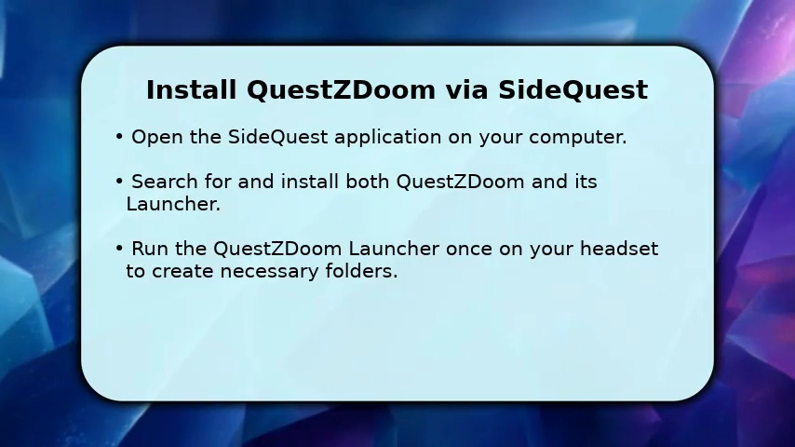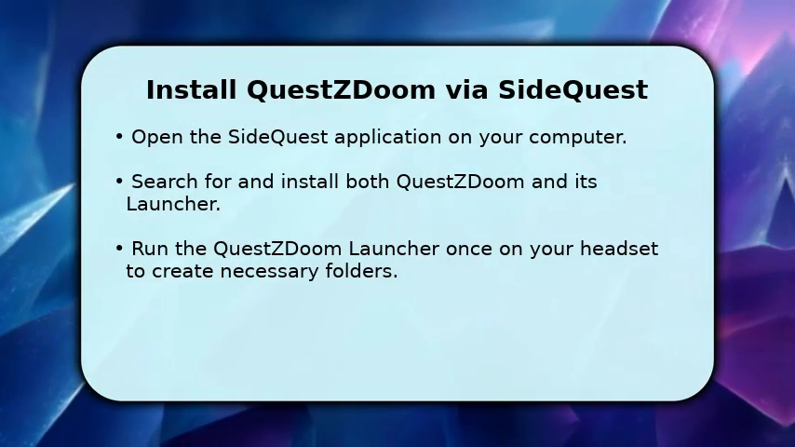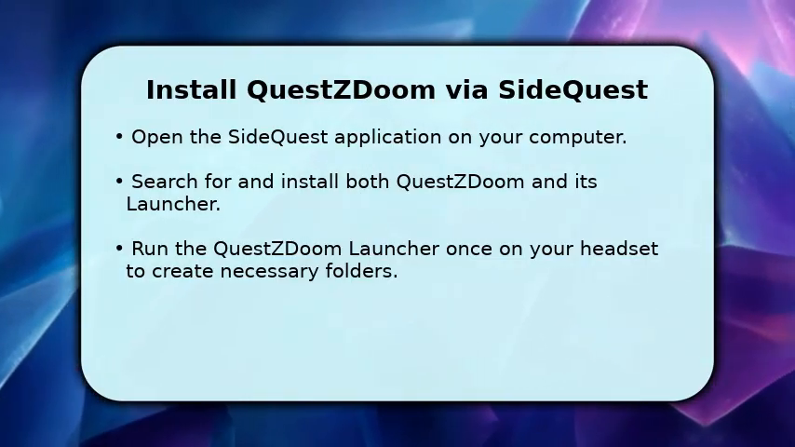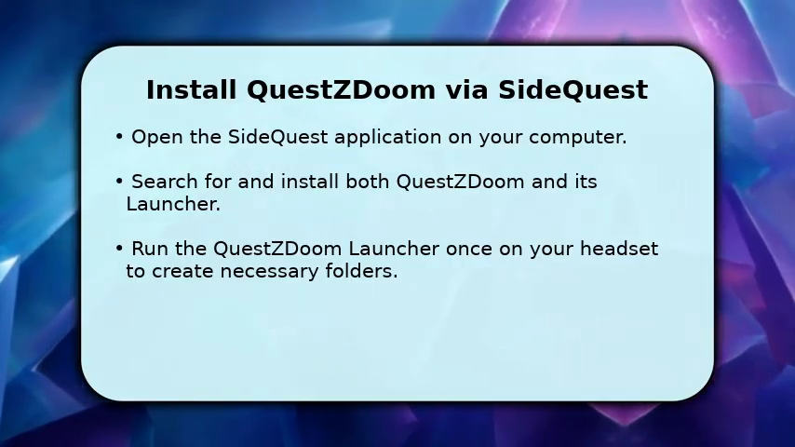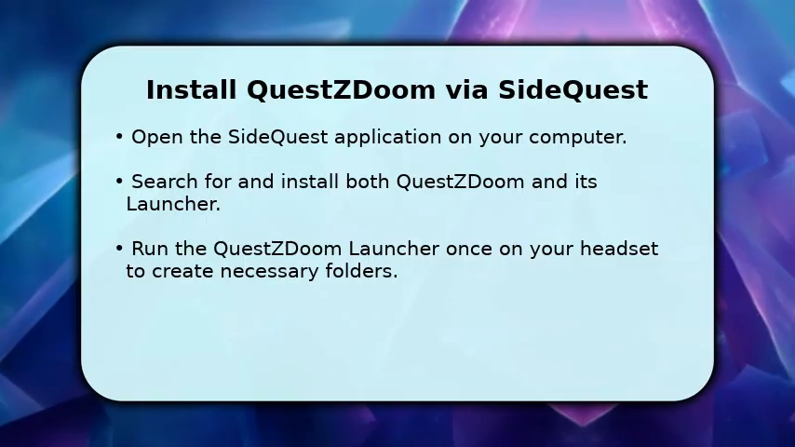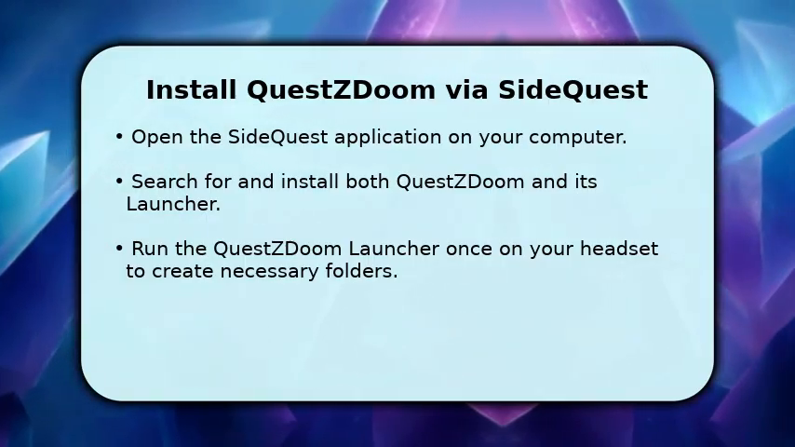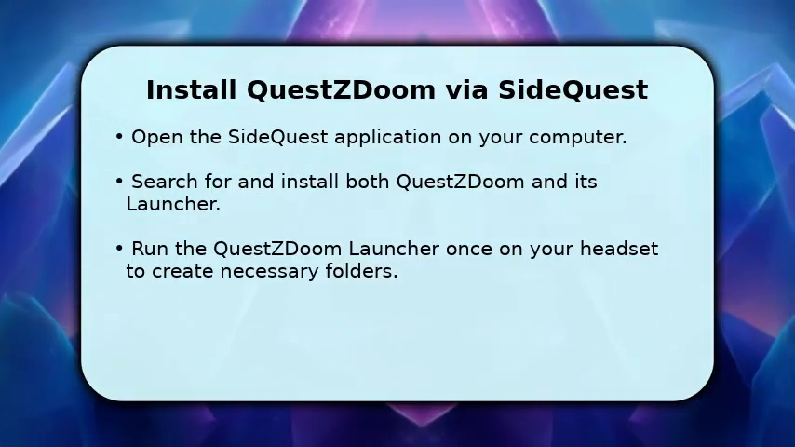Now that your headset is connected, open Side Quest on your computer. Search for Quest Z Doom and install both the main application and its dedicated launcher to your Quest 2. This process usually takes only a few moments. After installation, put on your headset and launch the Quest Z Doom launcher from your Unknown Sources section. Running it once creates essential game folders for the next step.